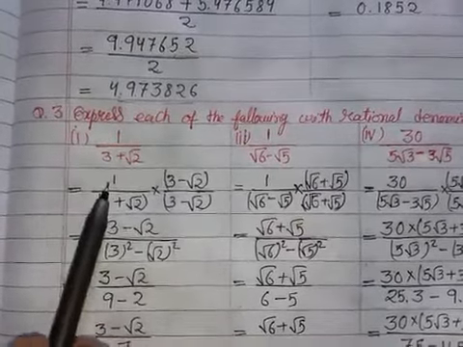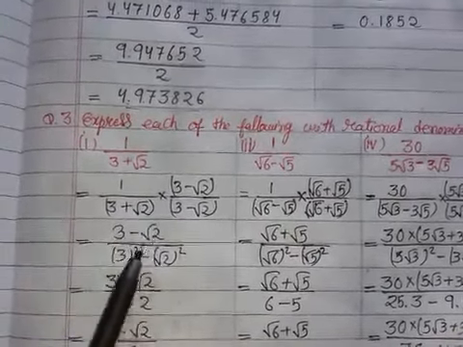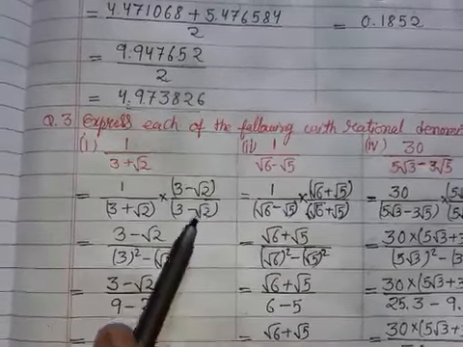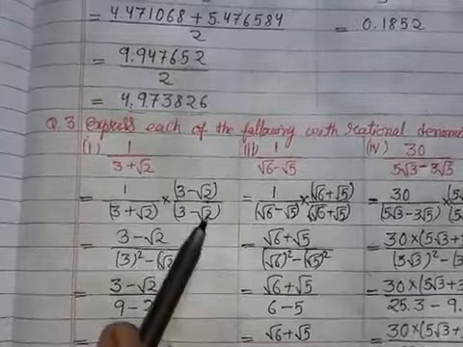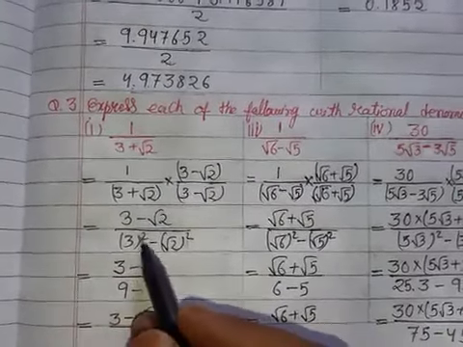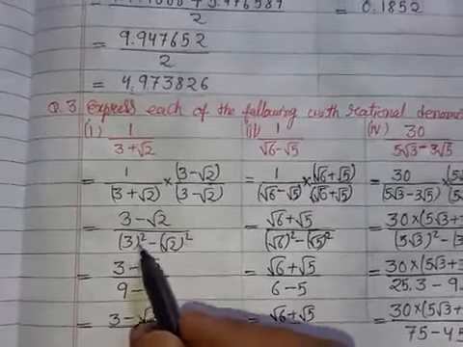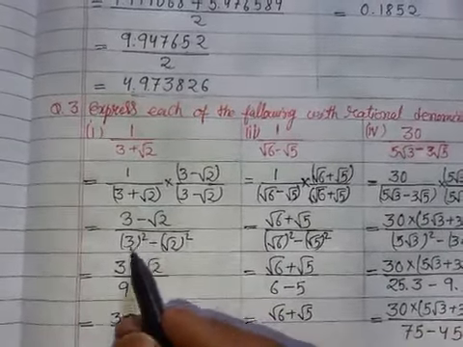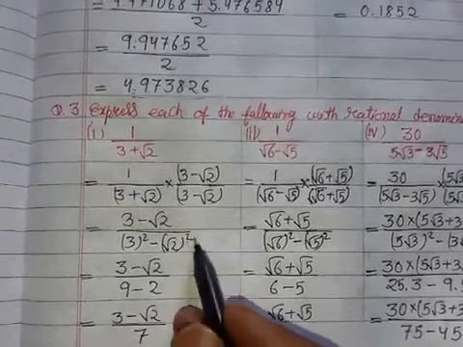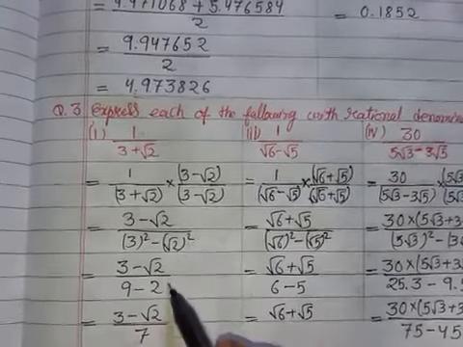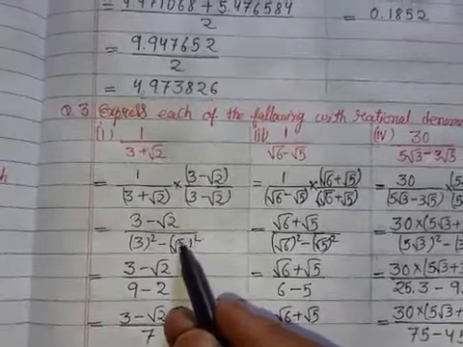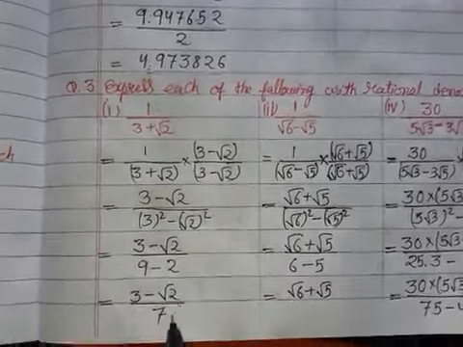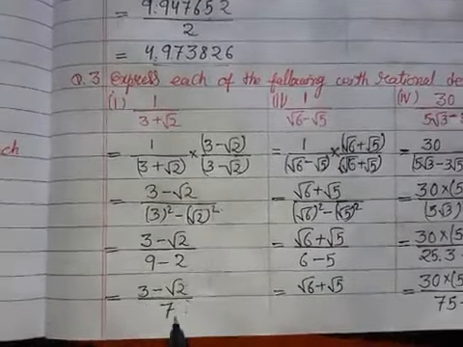Okay, when it multiplied with 1 it remains unchanged, and when it multiplied by 3 plus root 2, here 3 minus root 2. So a plus b into a minus b. We can write a square minus b square, in the place of a 3 and in the place of b root 2. Okay, so square of 3 is 9 and square of root 2 is 2. Simply remove the root, because root and square cancel each other. So 9 minus 2 is 7. So result is 3 minus root 2 by 7.